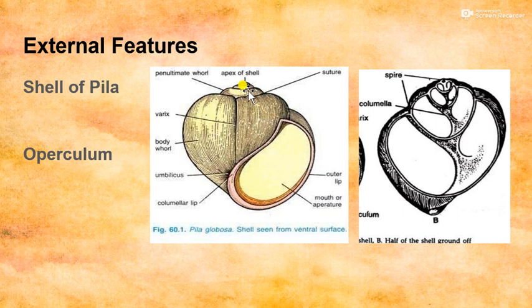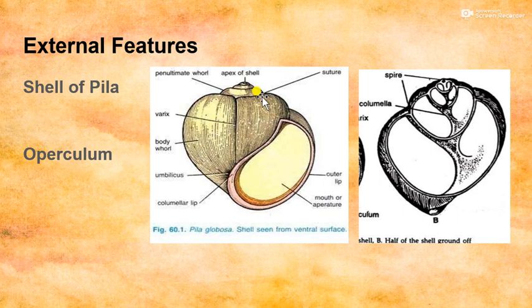Below the apex is a spire consisting of several successively larger whorls or coils, followed by penultimate whorls and the largest whorl or body whorl, which encloses most of the body. The lines between the whorls are called sutures. Look at this line between these whorls, it is called sutures.